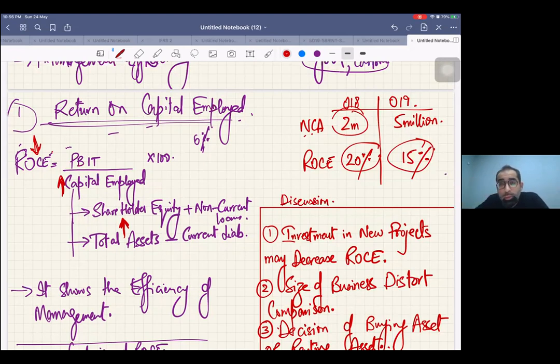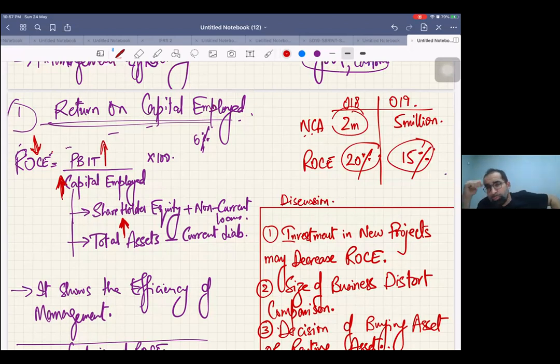And when your assets go up, your non-current assets go up, your denominator goes up, but you have also earned something from those assets. You invested in new assets, so those new assets are going to earn you profit and make you sales. So your numerator also goes up.